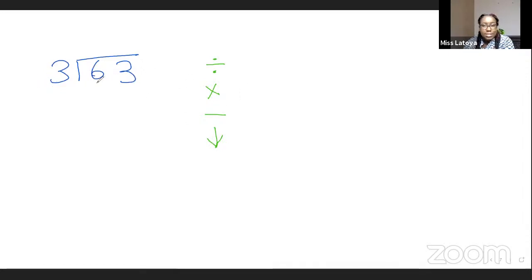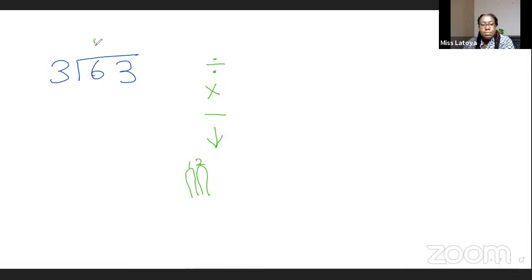3 into 6. How much times could 3 go into 6? For those of you who are struggling with your tables, as I showed you in the first 2 sessions, we are going to be counting from the divisor. We're going to be counting from 3 until we get to 6 using our fingers. 3, 6. How many fingers do I have up? 2. So 3 can go into 6 2 times.